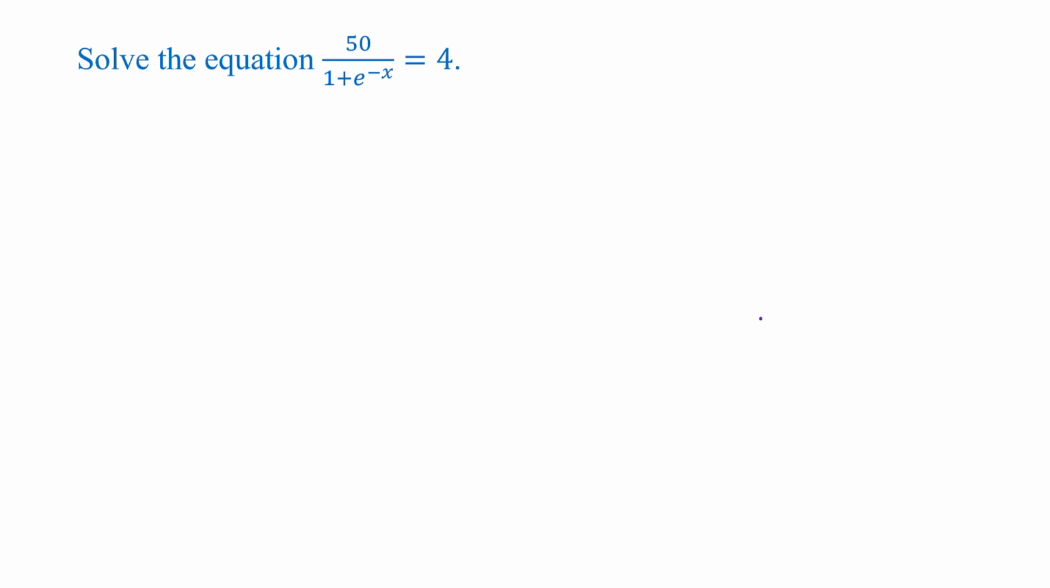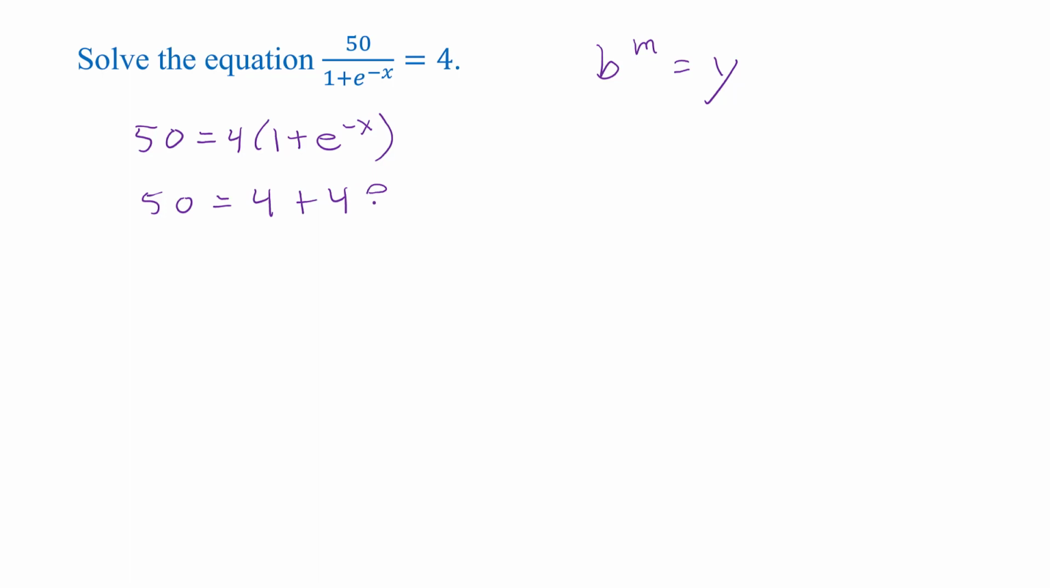All right, now we have 50 over 1 plus e raised to the negative x equals 4. Seeing I have e raised to a power only once in here, again, I'm trying to get my equation into the form b to the m equals y. Let's start here by multiplying both sides of the equation by the denominator of 1 plus e to the negative x. So that gives me 50 equals 4 times 1 plus e raised to the negative x, or 50 equals 4 plus 4 times e to the negative x.